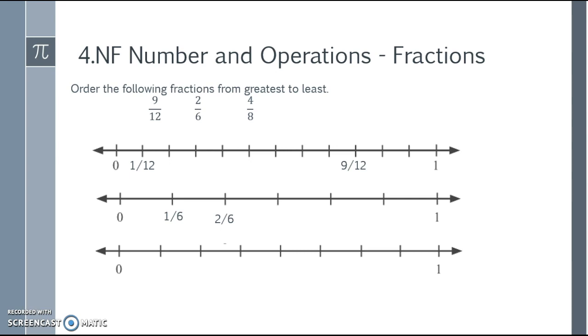I can do the same with my 6th line. So each one represents 1/6 or 1 copy of 1/6. So I need to go where 2 copies of 1/6 is located, and I see it's listed there. And finally, 4/8. So 1/8, 2 copies of 1/8, 3 copies of 1/8, and 4 copies of 1/8. So when I want to label them from greatest to least, I see that the furthest distance is 9/12. The second one would be 4/8, and the third one would be 2/6. So 9/12 is greater than 4/8, which is greater than 2/6.